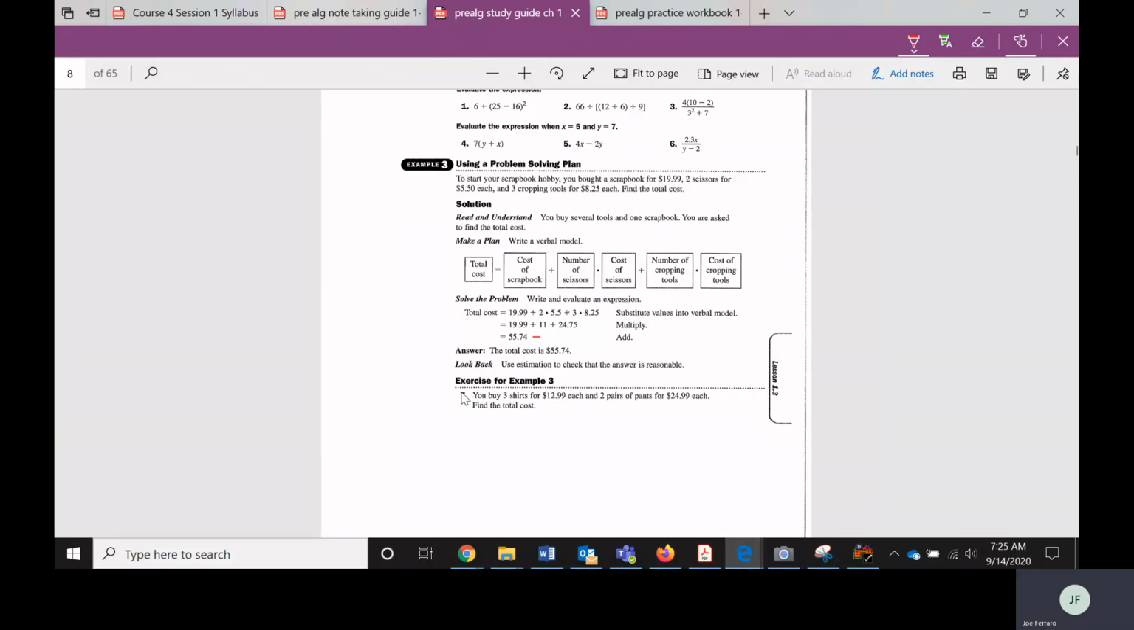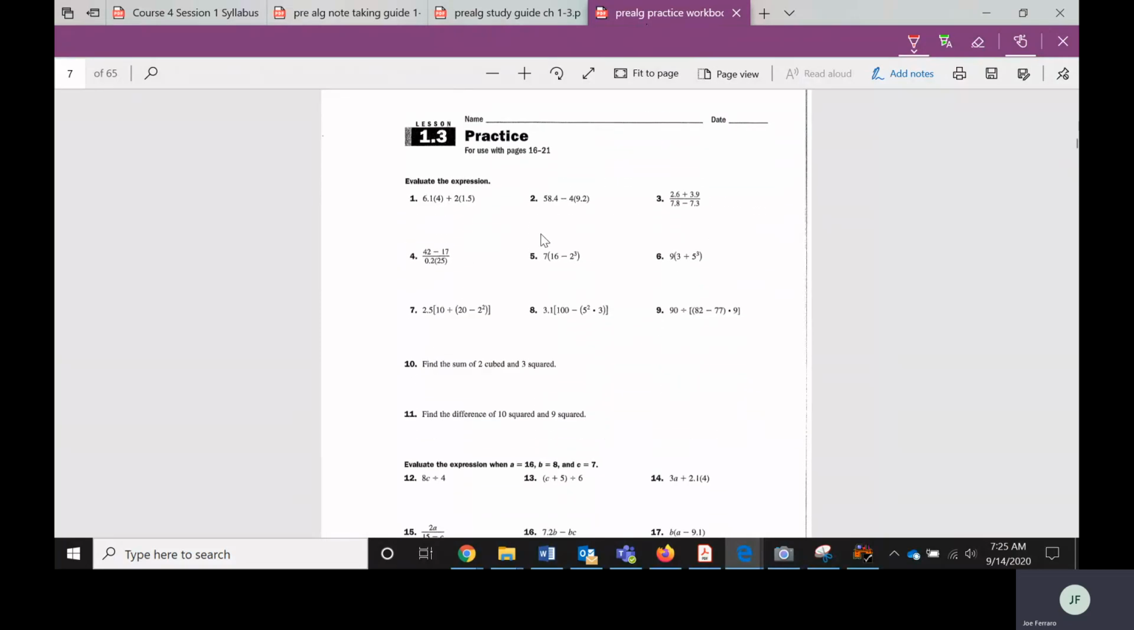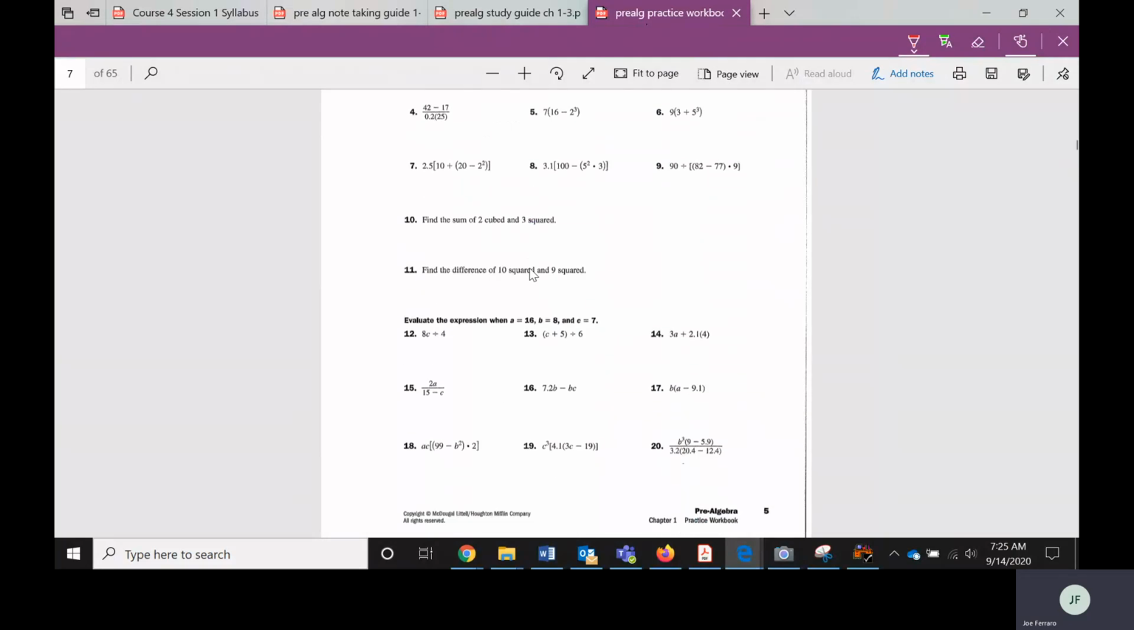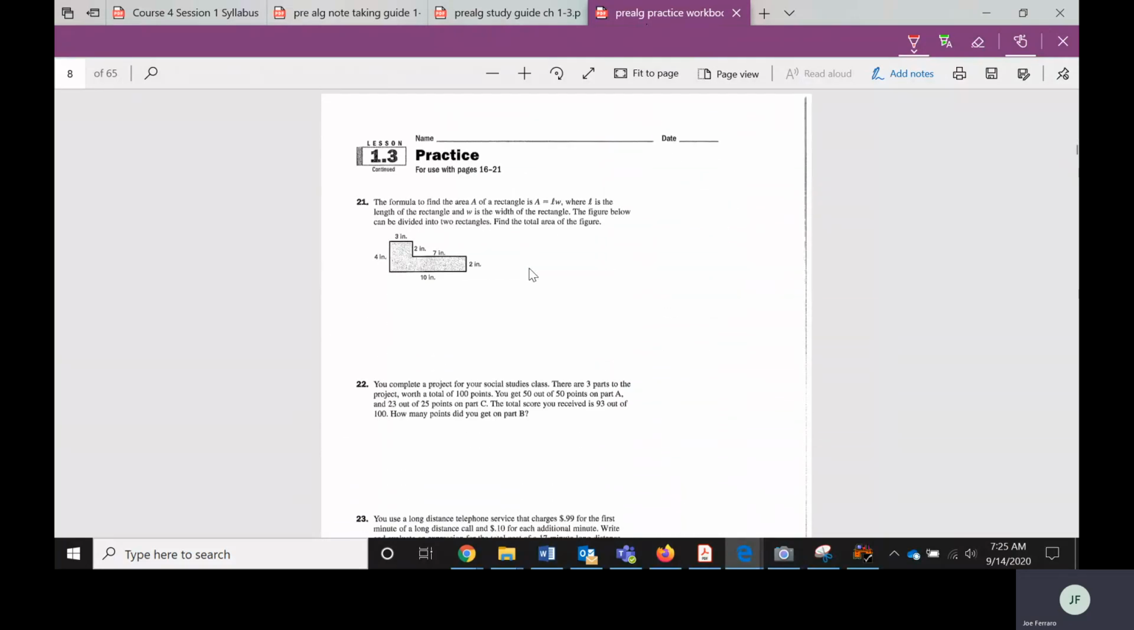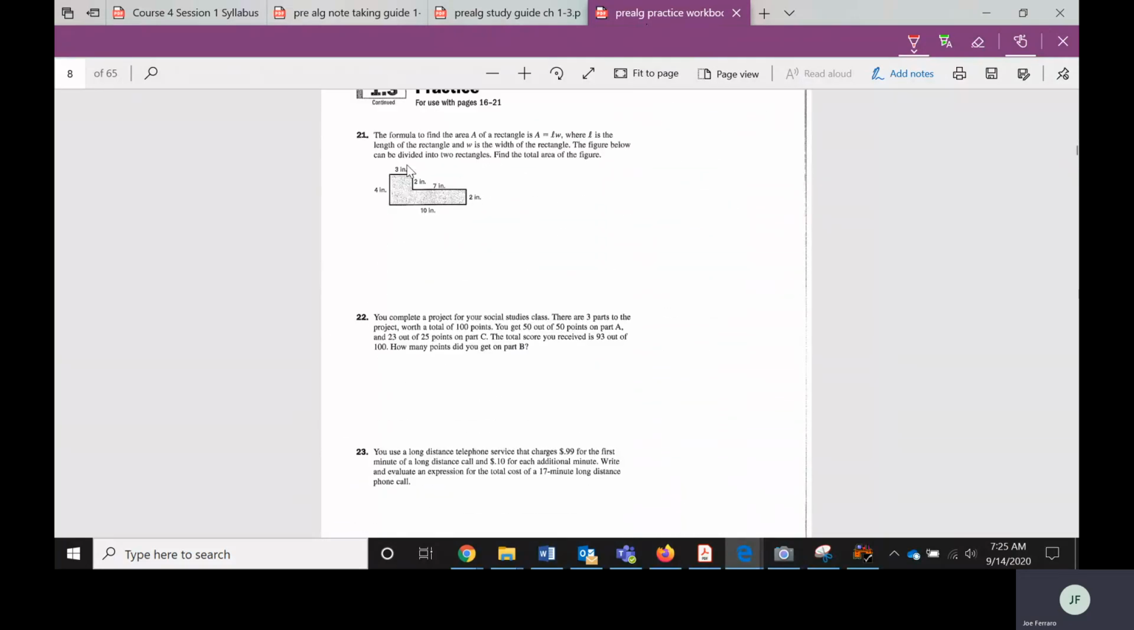Again, you can do number 7 on your own. Answers are in the back. If you have any questions, let me know. Practice workbook. Again, you don't need to do everything in here. If you do, I'll give you that much credit. If not, I'll give you a little bit, half credit. Even if you just did these 3 problems, you're probably doing pretty well.